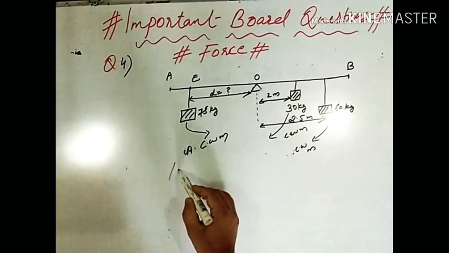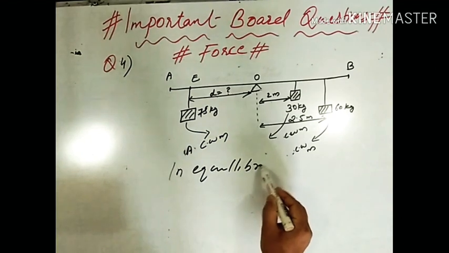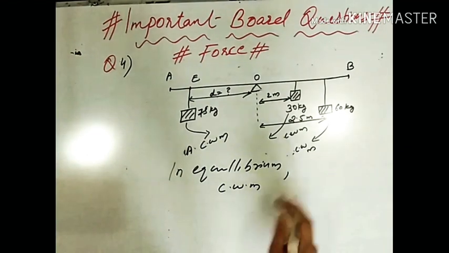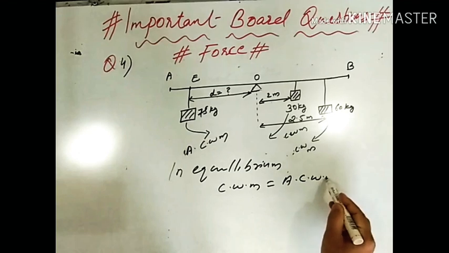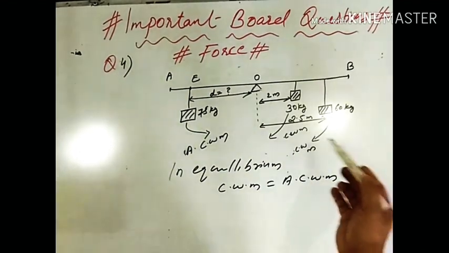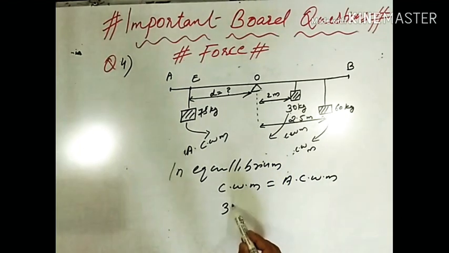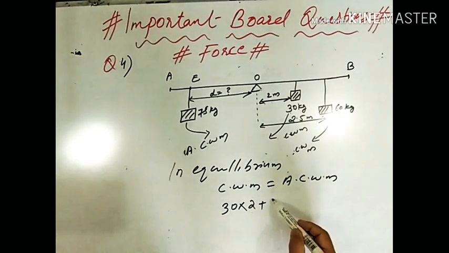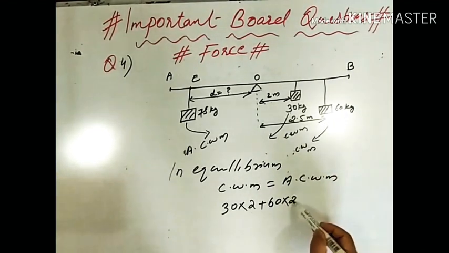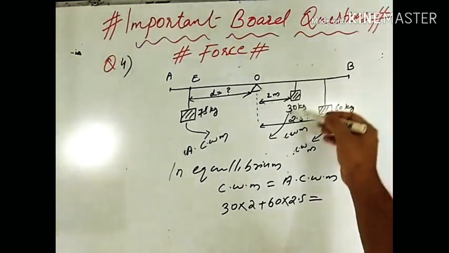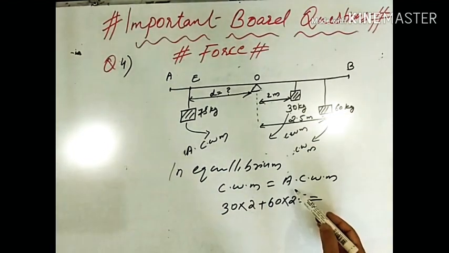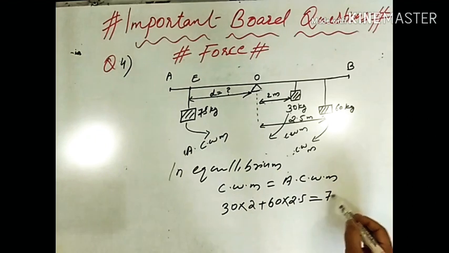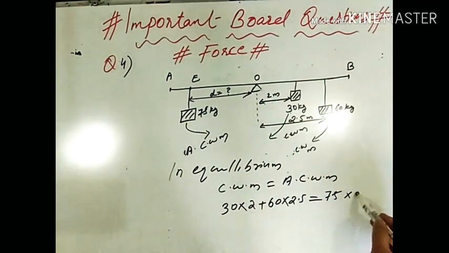Again, in equilibrium, applying the principle of moments, we can write: clockwise moment is equal to anticlockwise moment. What is the clockwise moment? The clockwise moment due to these two masses is 30 into 2 plus 60 into 2.5, force into perpendicular distance. What is the anticlockwise moment? 75, force, into perpendicular distance D.